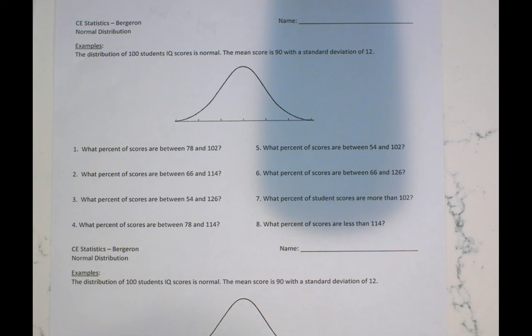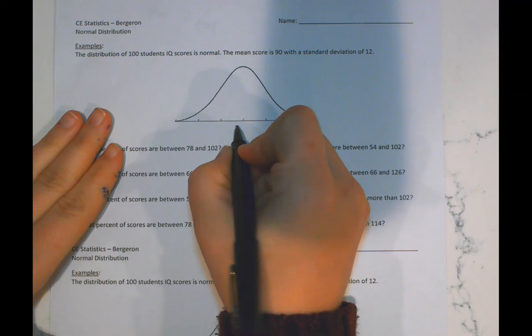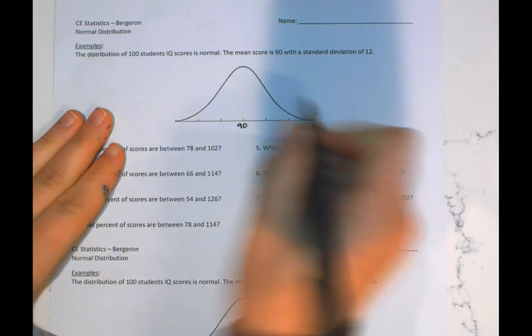All right, so this warm-up is just a review of our normal distribution and that empirical rule that we started going over last class. So first things first, we're going to set up our normal curve. It says the distribution of 100 students' IQs is normal with a mean score of 90 and a standard deviation of 12.